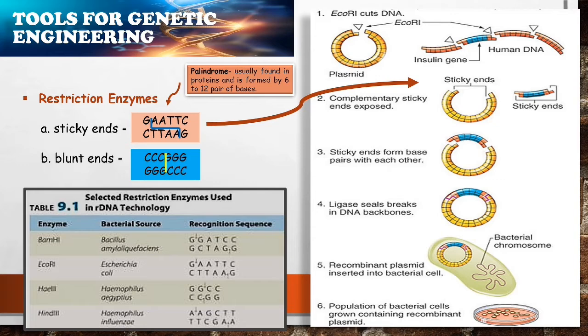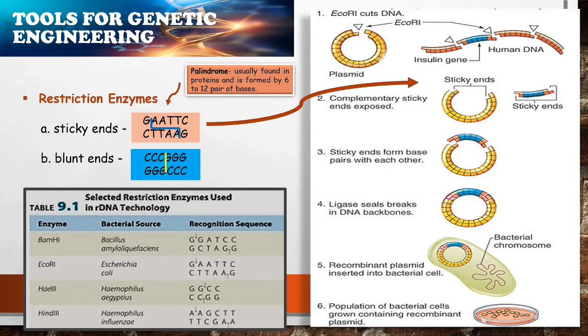What is meant by sticky and blunt ends? Sticky ends are also called cohesive ends. They have unpaired DNA nucleotides. They are also known as overhanging single-stranded ends. Blunt ends are also called non-cohesive ends, since there is no unpaired DNA strand at the end of the DNA. They are also known as double-stranded non-overhanging ends.